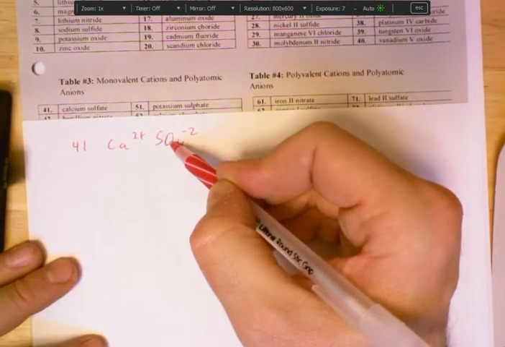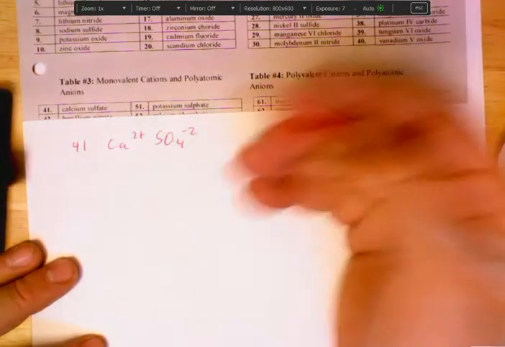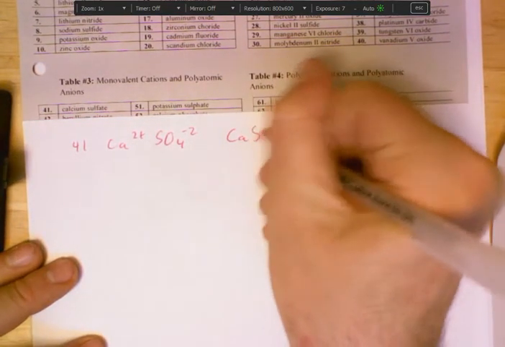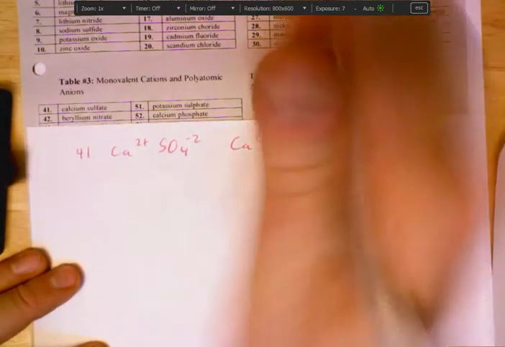So we have the cation and anion written out, and now we have to make sure the charges are equal. So 2 positive and 2 negative. The charges are equal. We can just write down CaSO4, and that's calcium sulfate. Let's take a look at the next one.